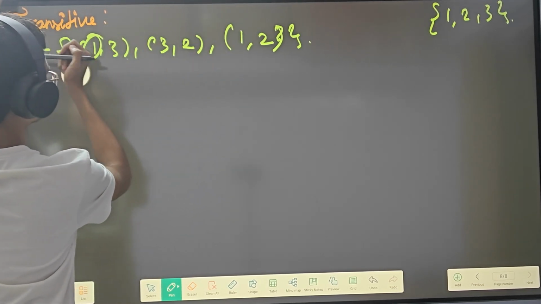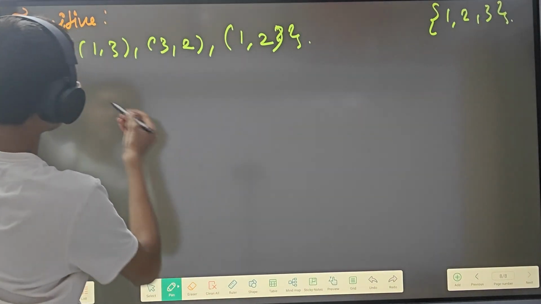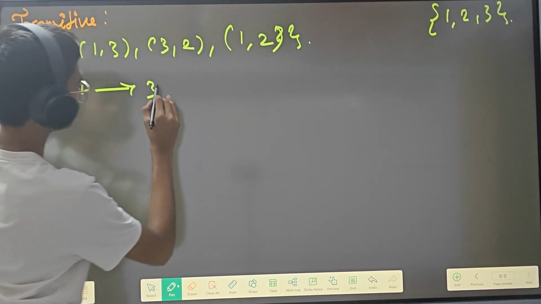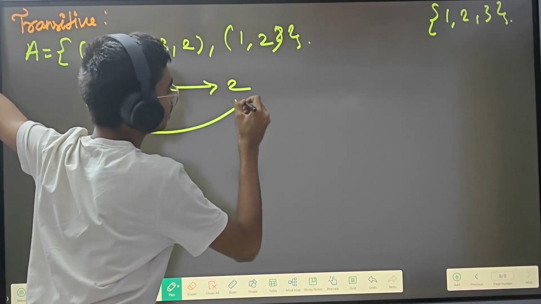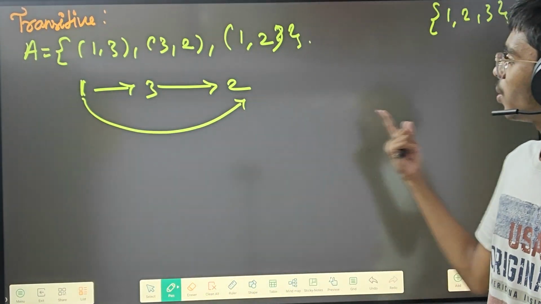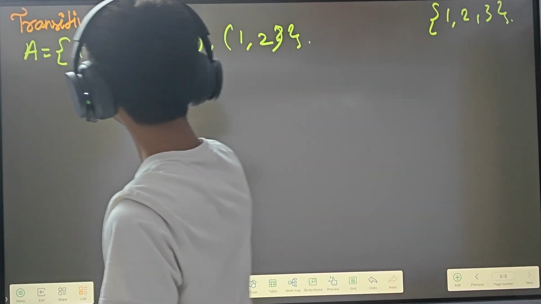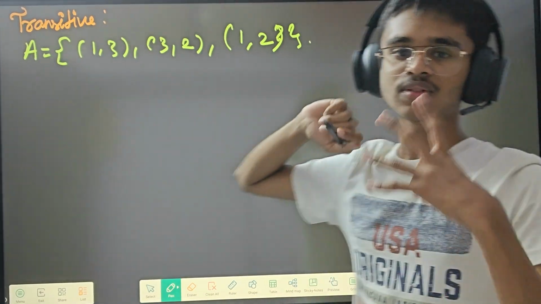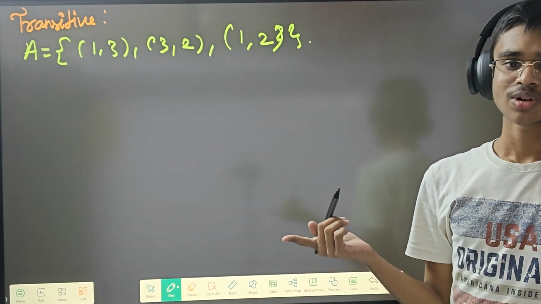Actually the thing is like this. If there is a relation between 1 and 3, and if there is a relation between 3 and 2, then automatically there should be a relation between 1 and 2. This is what it is. So we have covered the first part, reflexive, transitive. Then what else did we see? Identity we saw, and also we saw symmetric.